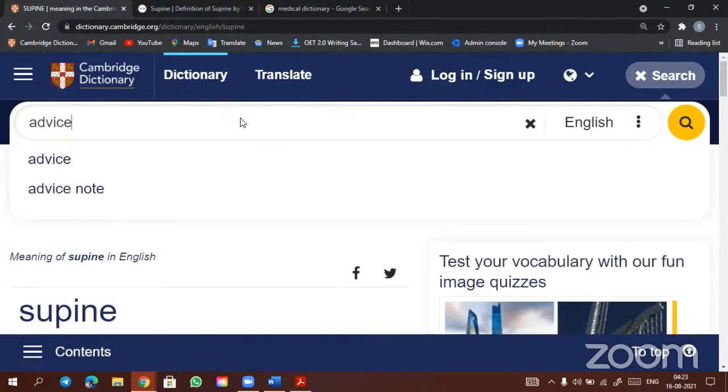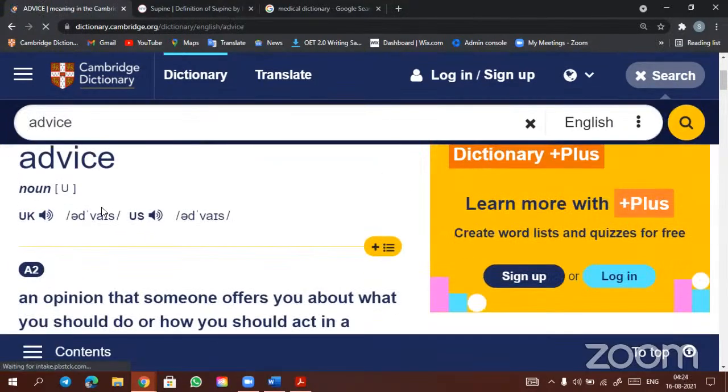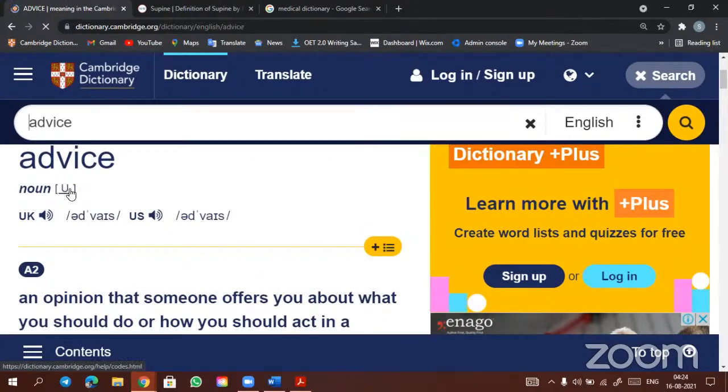ADVICE. Advice is a noun. There is no D. Advice is a noun, so you cannot add a D. It's not a verb to add a D. It's a noun, and you can never add a D to CE. Advice, that's all. It's uncountable. You cannot even say advices, many people say no. It's advice, uncountable. You cannot say one advice, two advices, three advices, nothing like that. So this is a word which is a noun.